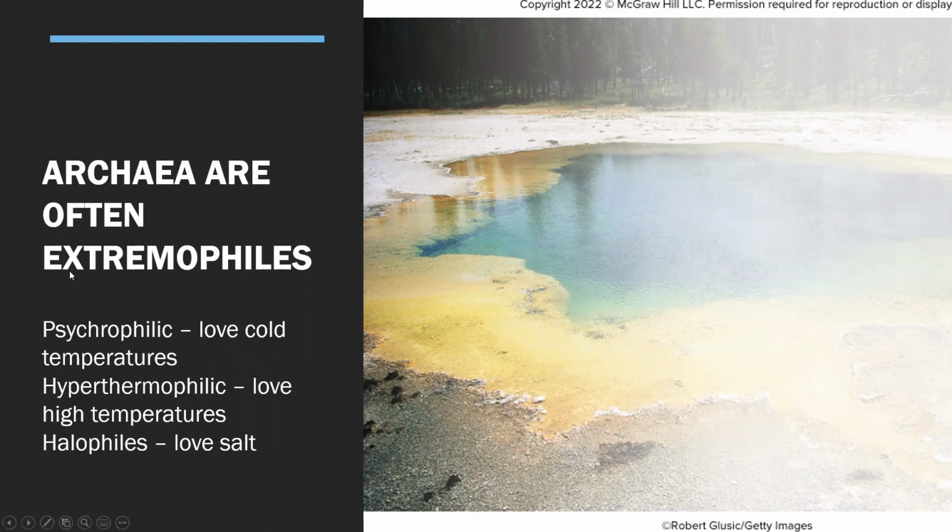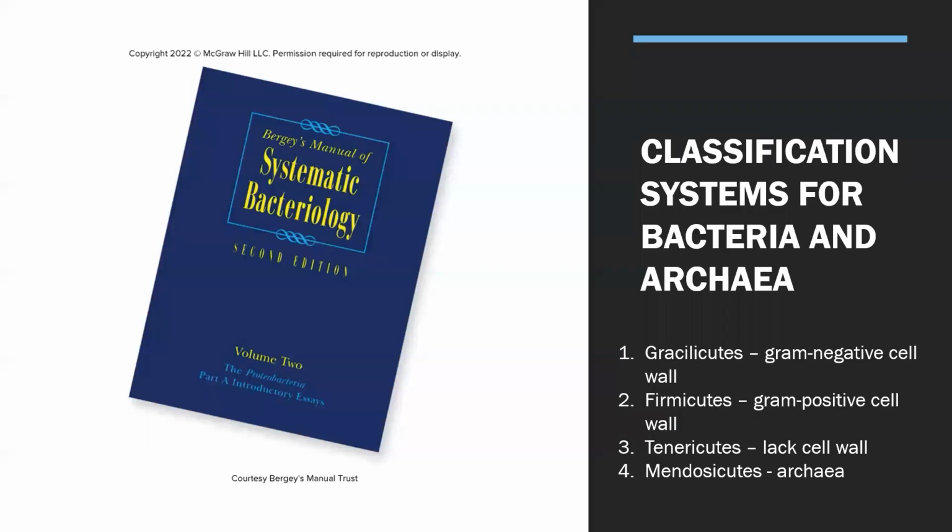Some key terms to be aware of when we talk about archaea are psychrophilic, which means archaea that love cold temperatures. Okay, so these would be ones that you might find at a polar ice cap. Hyperthermophilic would be ones that love high temperatures. In my example from Yellowstone, would fall into that category. Or halophiles are prokaryotes that love salt. So this could be archaea that you might find in a salt marsh.